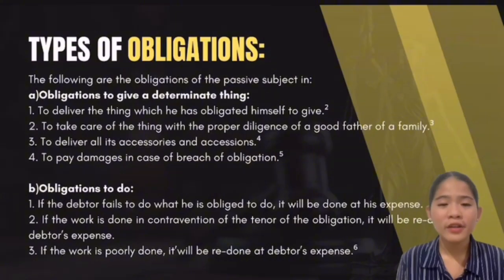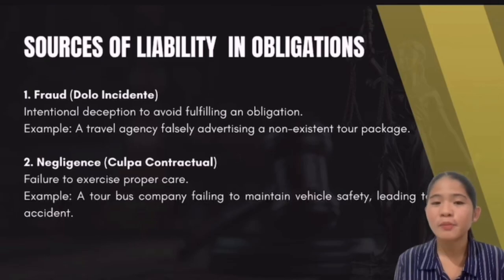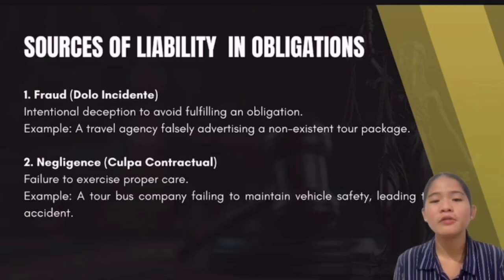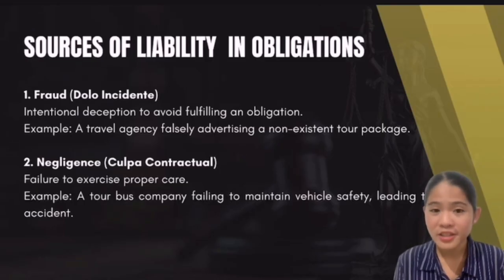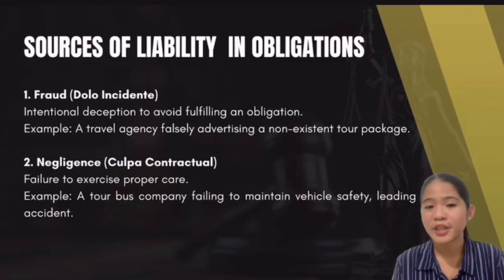After that, we will now talk about the sources of liability of an obligation. For instance, a party may be liable for damages if they commit fraud or negligence. Fraud occurs when someone intentionally deceives another to avoid fulfilling an obligation. This is called dolo incidente, which is a fraud incident to the performance of an obligation. In fraud, there is an intent to evade the normal fulfillment of the obligation and to cause damage.